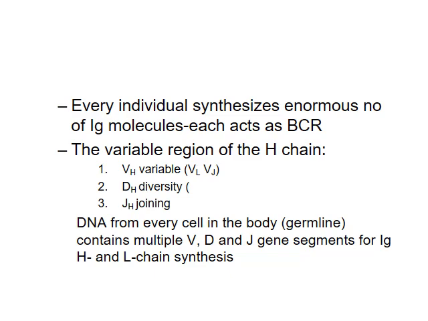every individual synthesizes an enormous number of Ig molecules, each acting as a B-cell receptor, right? And this diversity basically is coming from V, which is variable, D, which is diversity, and J for joining. And these are like heavy chains. H stands for heavy chain, and then we have light chains, right? And DNA from every cell in the body contains multiple VDJ genes. So every cell of our body has that option to go and recombine that.